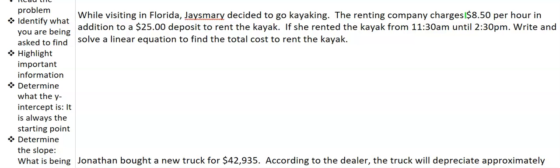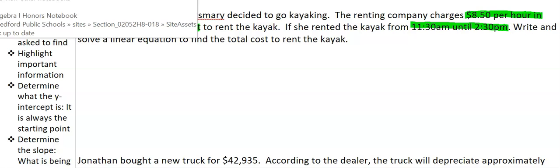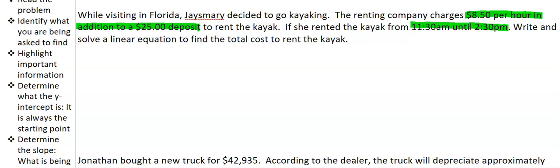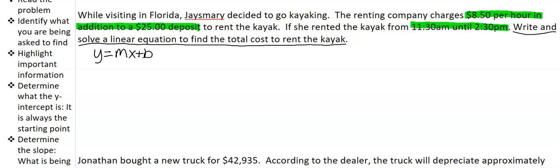So, while visiting Florida, Jace Murray decided to go kayaking. The renting company charges $8.50 per hour in addition to $25 deposit to rent the kayak. If she rented the kayak from 11:30 a.m. to 2:30 p.m., write and solve a linear equation to find the total cost to rent the kayak. So I already highlighted our important information. So we know that it charges $8.50 per hour and a deposit of $25, and we know how much time she's spending there. And we know that we want to write and solve a linear equation to find the total cost to rent the kayak.